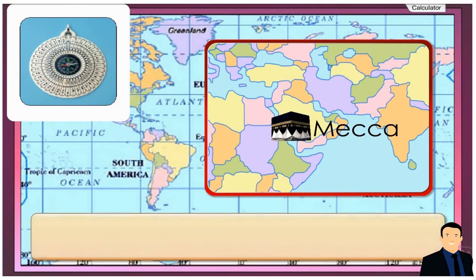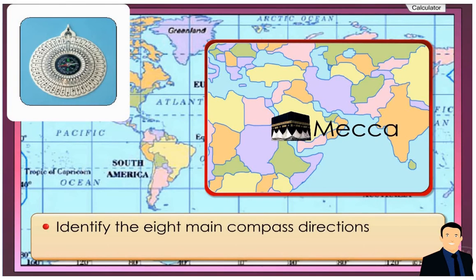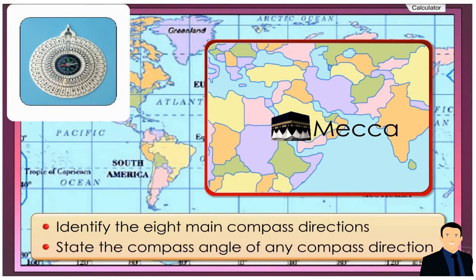For today, let's start our lesson with learning how to identify the 8 main compass directions and how to draw them correctly. In addition, we are also going to learn how to state the compass angle of any compass direction.